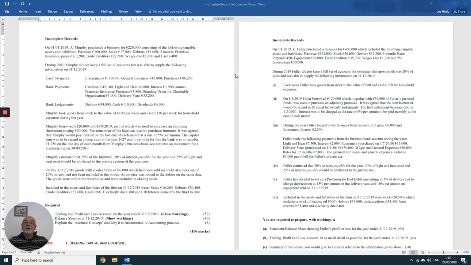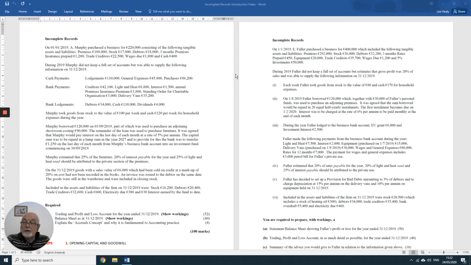So, in incomplete records, as we see on the screen in front of us here, we've got two different types. On the left, we have the incomplete records that will be solved by finding our sales using a cash account and a debtors control account, and finding our purchases in a similar way using our cash or bank account for cash purchases and a creditors control account to find our credit purchases. And on the right, we've got an example of incomplete records where that isn't possible, and we end up using what's called the net worth method.